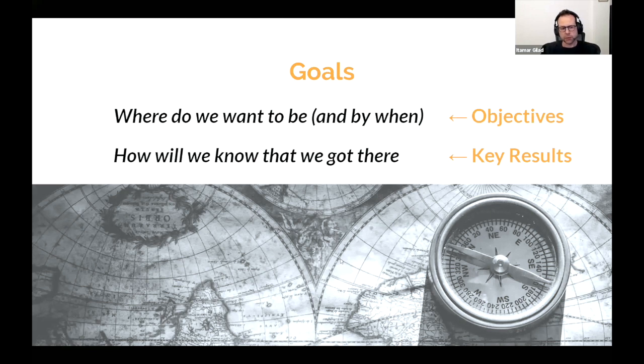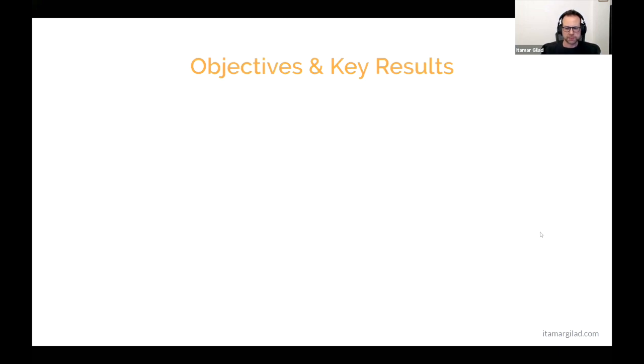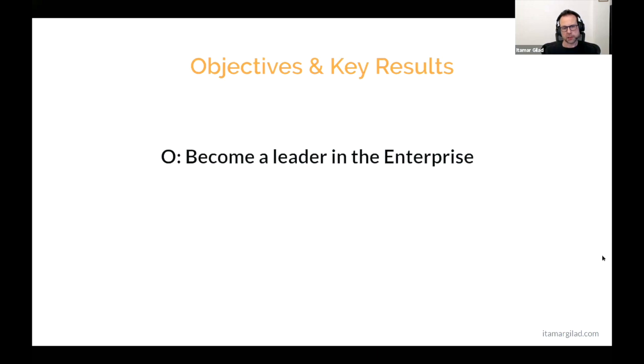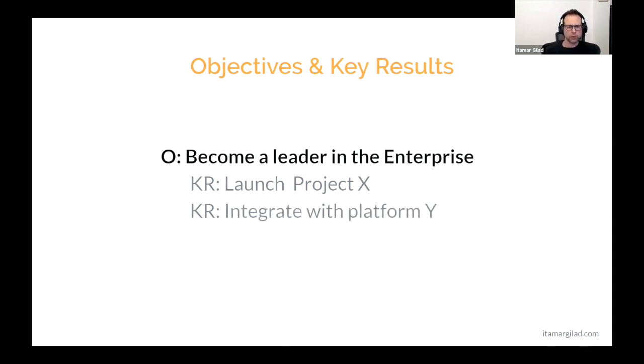Now, obviously, many of you are using OKRs and many of you are spending a lot of time developing OKRs. Unfortunately, a lot of the OKRs that I see are not very good. So I might see something like that. Let's become the leader in the enterprise. That's actually a perfectly valid objective. It's aspirational, it's long-term. But then the key results are about launching this project that we really care about, or integrating with a platform, or using some technology, blockchain, machine learning, etc.